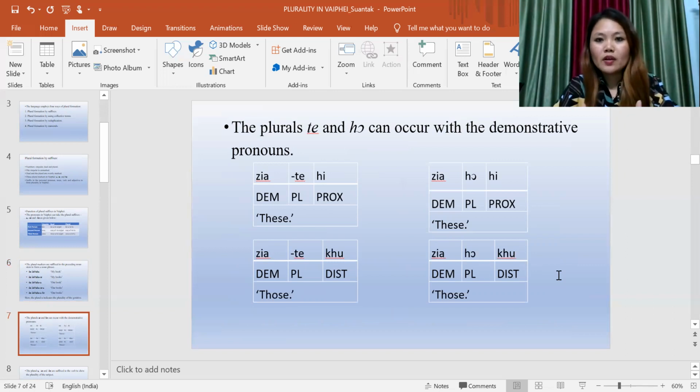The plural te and ho can also occur with the demonstrative pronoun. So in this example, we can see that the plural te and ho occurs with the demonstrative pronoun zi: zitehi, zihohi, that means these, and then zitehu, zihohu means those. So here in this example, we can see that the plural te can replace ho, and likewise ho can replace the plural te.